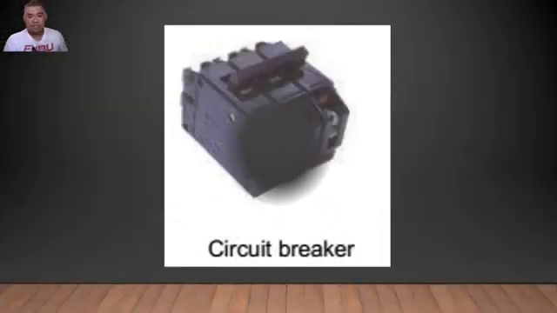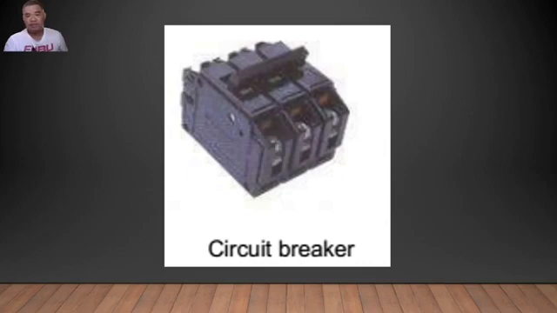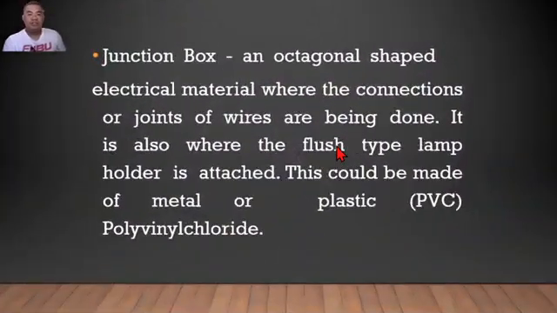This is a common appearance of a circuit breaker. This is a 3-pole circuit breaker. When you say 3-pole, you have 3 pairs of terminals: 1, 2, 3. This part here is the line side, and this part here is the load side of the circuit.